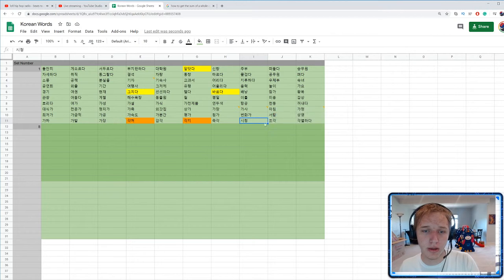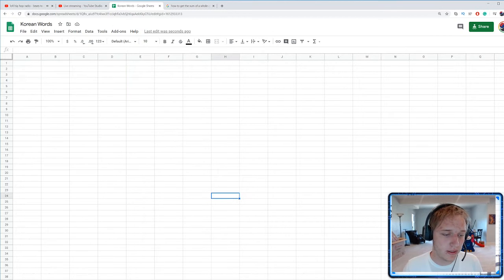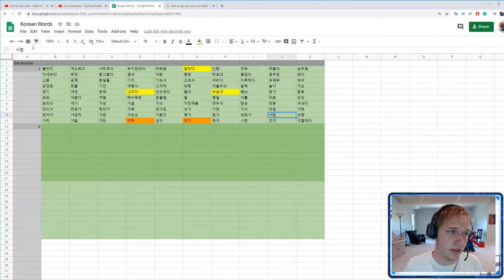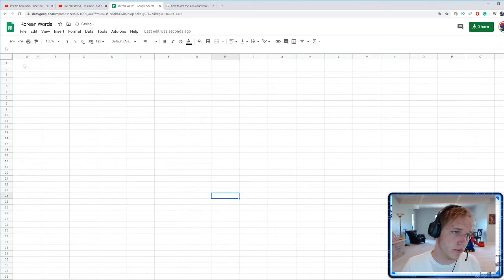Let's say I forget a word, like sorap, drawer. See, I know it now. What I plan to do is delete it from here. Sorap is removed, and then I would put it into the forgotten words place.